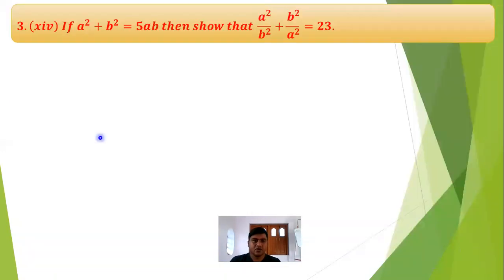Next, 3 xiv. If a square plus b square equals 5ab, then prove that a square by b square plus b square by a square equals 23. This is given, so prove this.